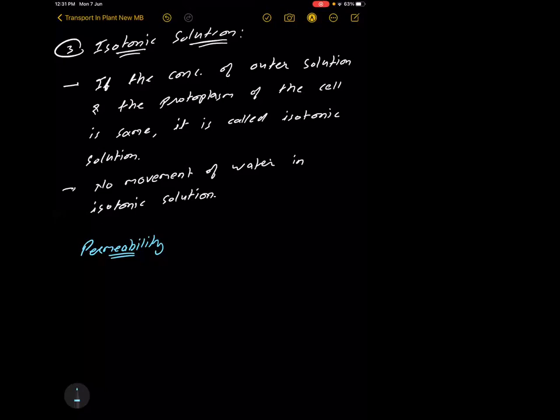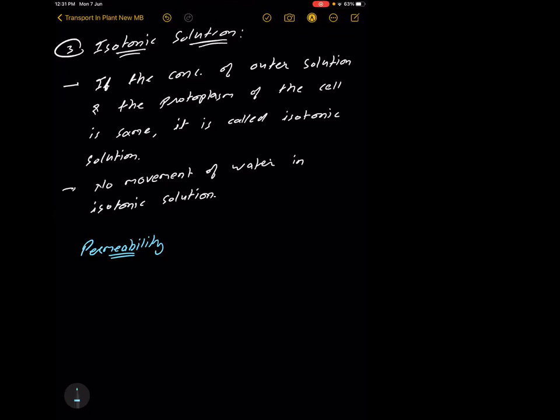The exchange of different materials through the plasma membrane generally is called permeability. And membranes are of different types on the basis of this permeability. Some membranes are completely permeable, some are completely impermeable, some are semi-permeable, and some are selective permeable membranes.